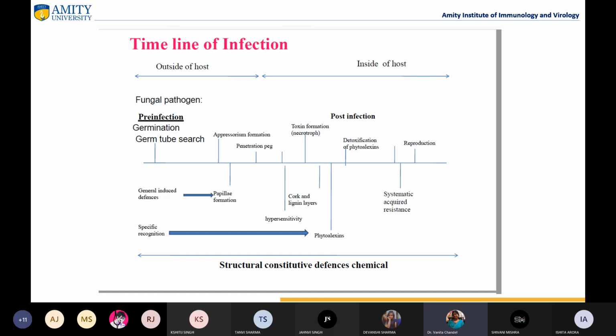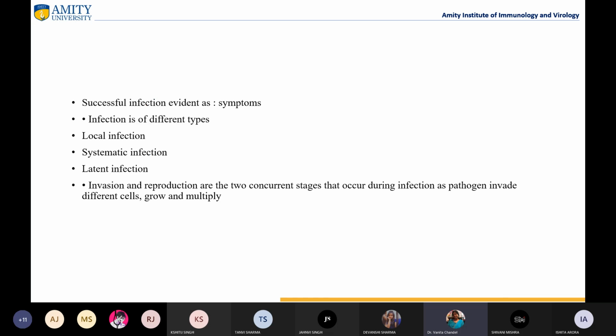So there are certain constitutive defense mechanisms, could be the chemicals or could be the structures which are present in the plant, which would help in avoiding the pathogen, or at least they will try to avoid the pathogen entry into the plant, right?